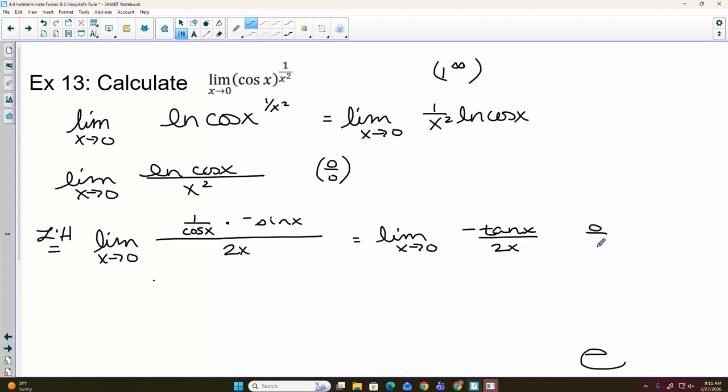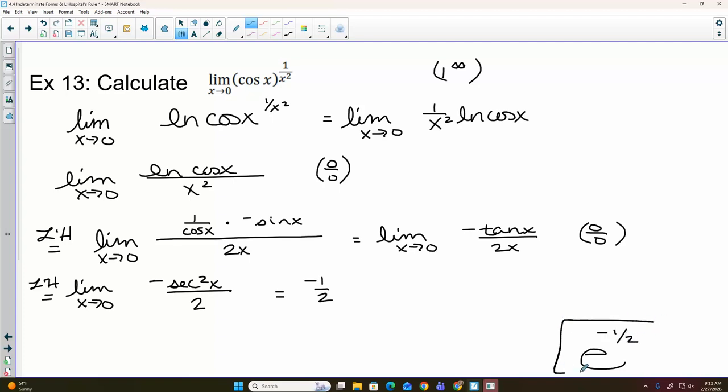Tangent of 0 is 0, 2 times 0 is 0, so it's 0 over 0, which tells us to use L'Hopital's again. The derivative of negative tangent would be negative secant squared x. The derivative of 2x would be 2. So then we can plug in secant of 0. Cosine of 0 is 1, so secant would be 1. So we get negative 1 over 2. So our answer is e to the negative 1/2.